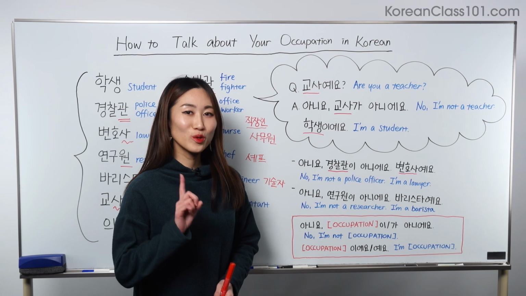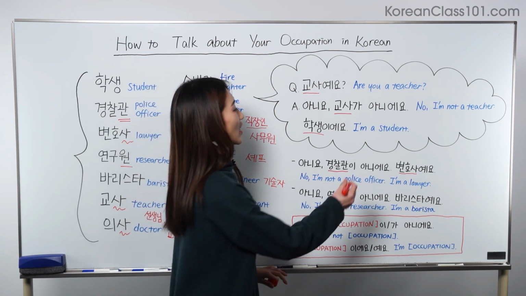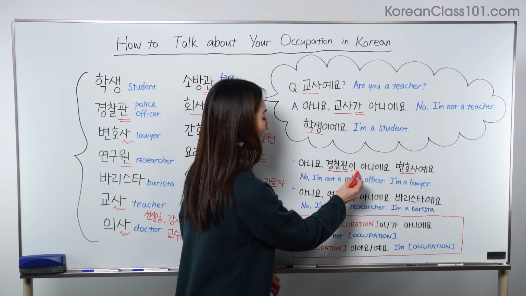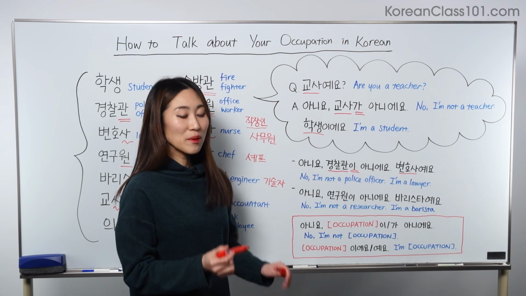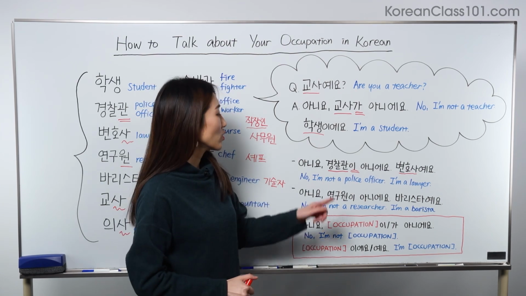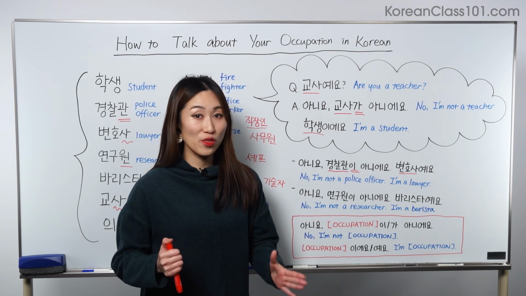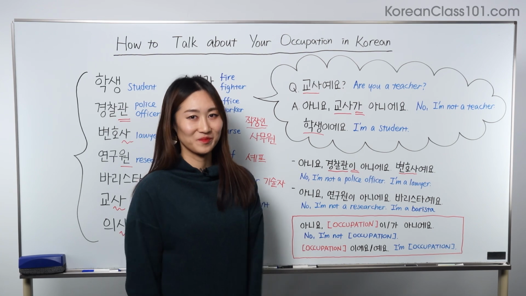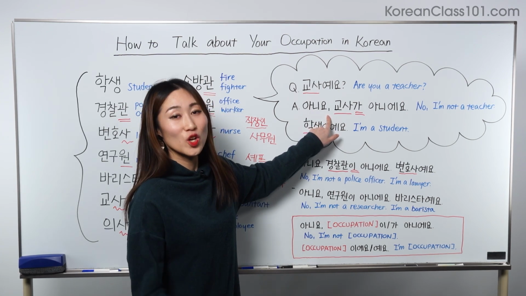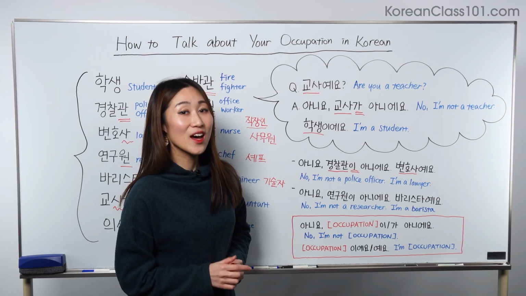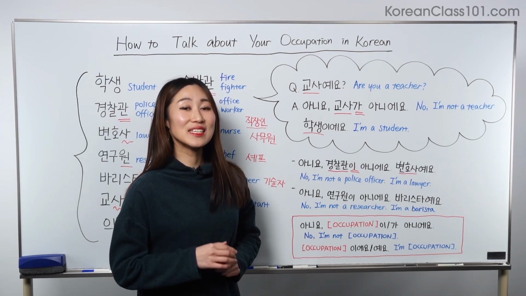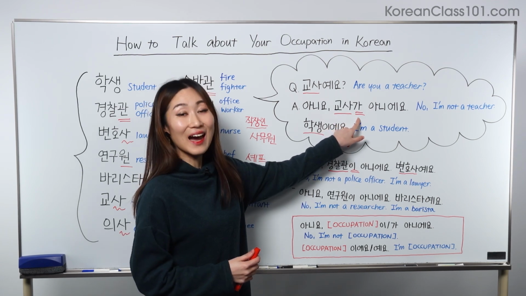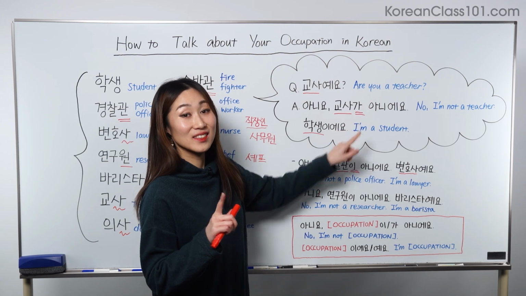But have you noticed some difference? Here I use 가. But here I use 이. So I'm using a different particle. 가 and 이 both are subject marking particles. But now I'm using a different one. Why? Let's look at this word first. 교사. It ends with a vowel, right? This word ends with a vowel, so I'm using 가 here.